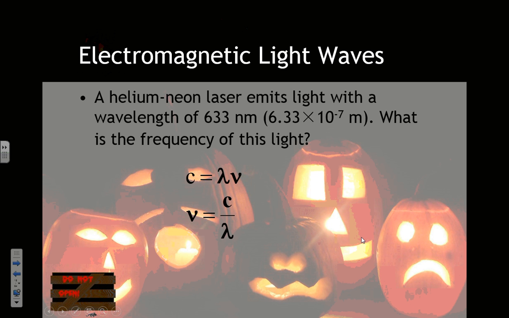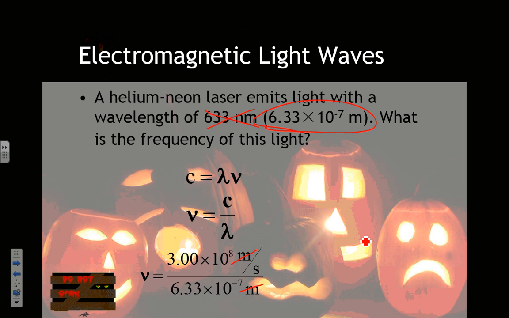But remember, in order for units to cancel, if my speed of light is meters and seconds, I can't use nanometers. I have to use my value in meters. So I'm going to use 6.33 times 10 to the negative 7th on the bottom, and that's why I use that one. Now in this case, you'll notice that my meters are going to cancel, and what I'm going to be left with is 1 over seconds, which is the same as a hertz. And to three significant digits, my calculator would give me 4.74 times 10 to the 14th hertz.